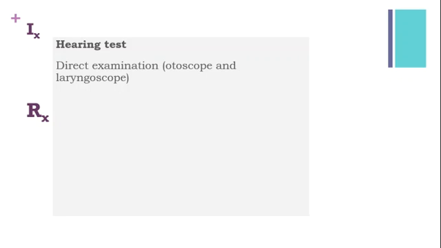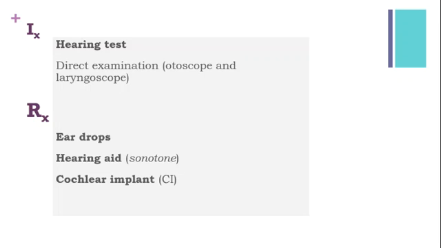Now let's have a look at treatment options. First, you can prescribe ear drops containing antibiotics or corticoids. A hearing aid is a device designed to improve hearing. A cochlear implant is a surgically implanted electronic device that provides a sense of sound to a person who is profoundly deaf or severely hard of hearing in both ears.